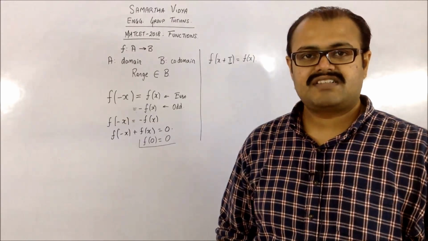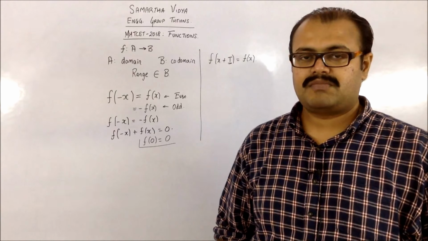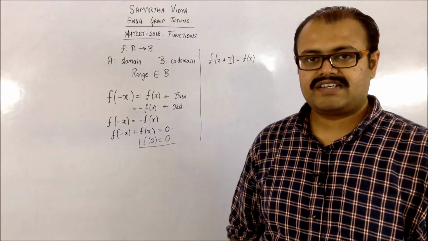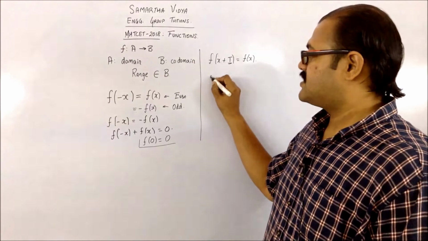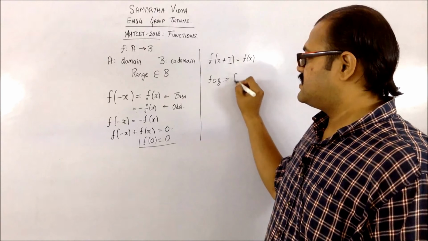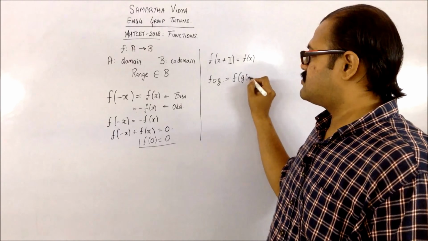The next type of function which you are going to see is called your composite function. So composite functions are nothing but functions of a function. It can be denoted by this, that is f o g, which basically means function of g of x.